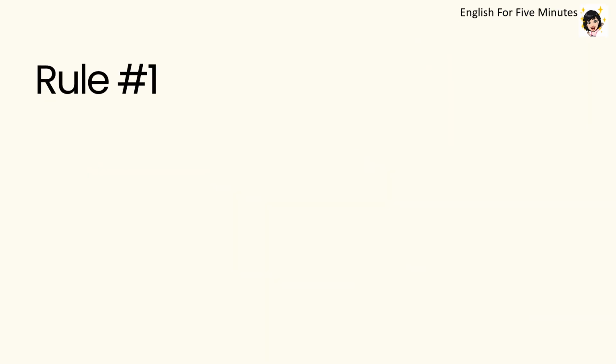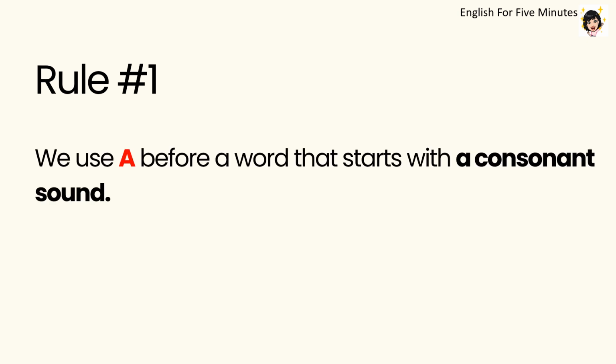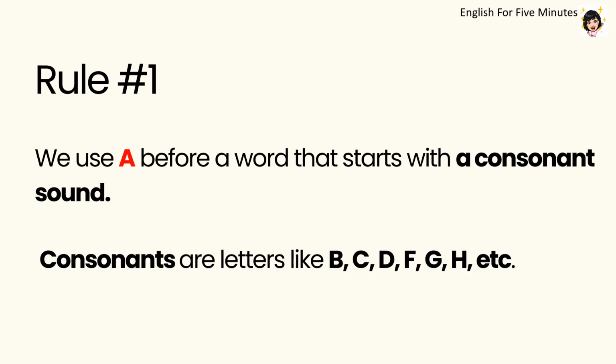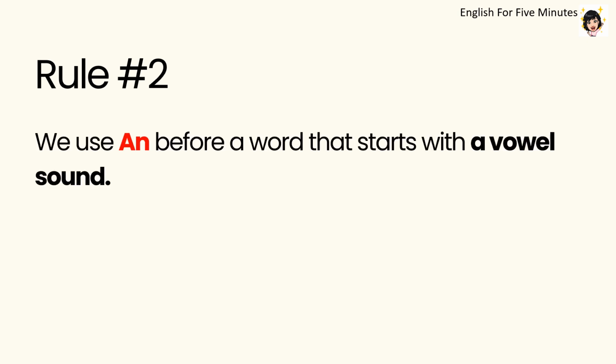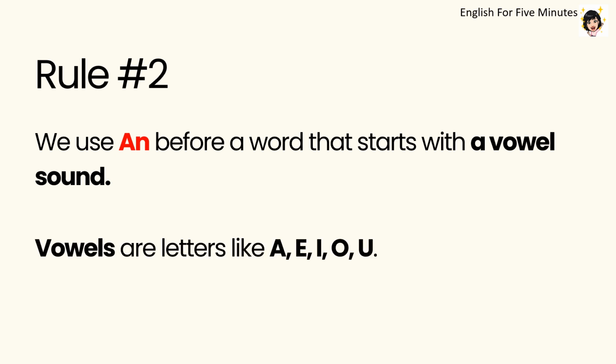Okay, now let's learn about rules of using a or an. Rule number 1. We use a before a word that starts with a consonant sound. Consonants are letters like B, C, D, F, G, H, and etc. Rule number 2. We use an before a word that starts with a vowel sound. Vowels are letters like A, E, I, O, U.